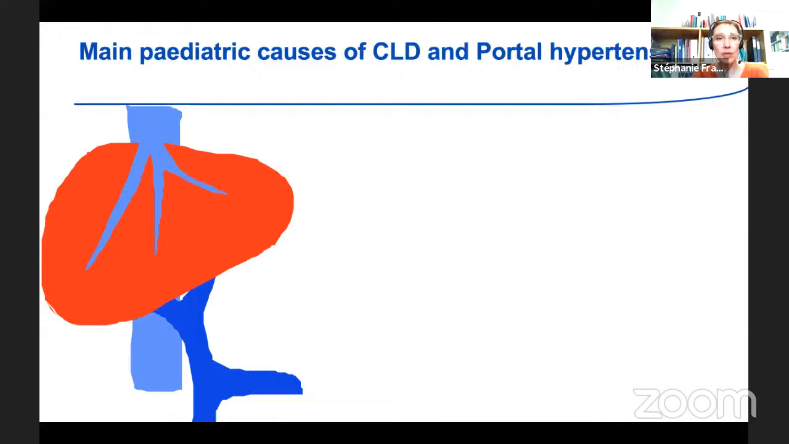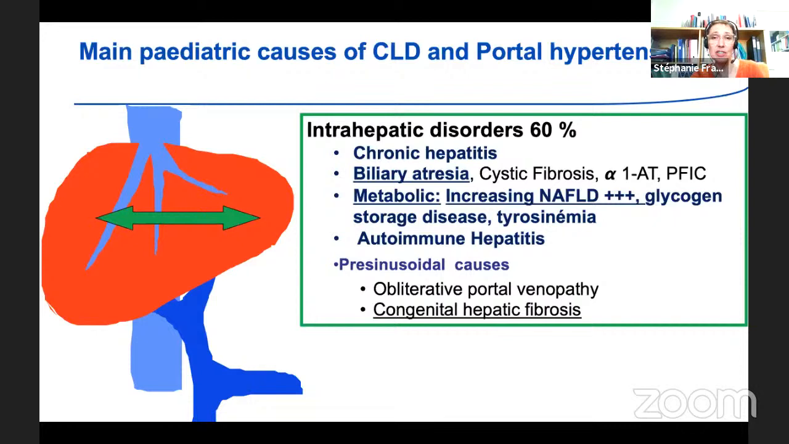So now we're going to see the causes of chronic liver disease and portal hypertension in the liver. The most important group is intrahepatic disorders. So you may have chronic hepatitis. We don't have much of them in France, but in some countries, it may be the first cause. Biliary atresia, of course. And I would underline some increasing causes like non-alcoholic fatty liver disease and NASH.